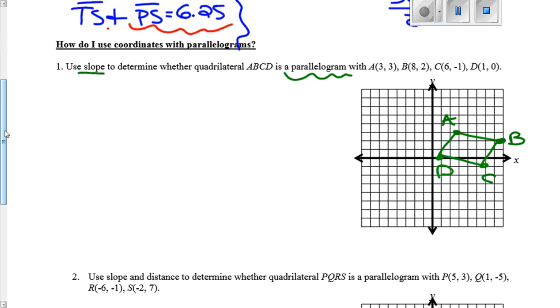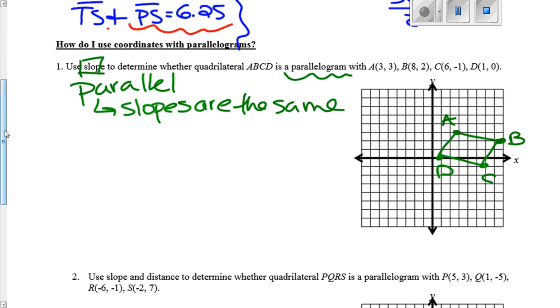Well, let's think about the characteristics of a parallelogram and what we need to prove. In order to prove something is a parallelogram, I have to prove both sets of sides are parallel, or both sets of sides are congruent. I could do one side being parallel and congruent, but my directions say just use slope. In order to prove congruency, I'd have to use length. Since I'm using slope, I'm going to prove parallel, because we know that lines are parallel if slopes are the same.